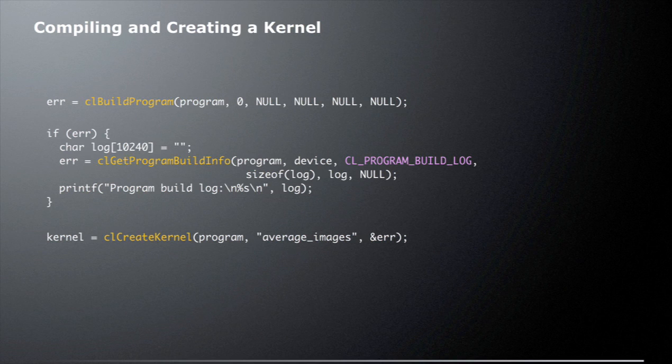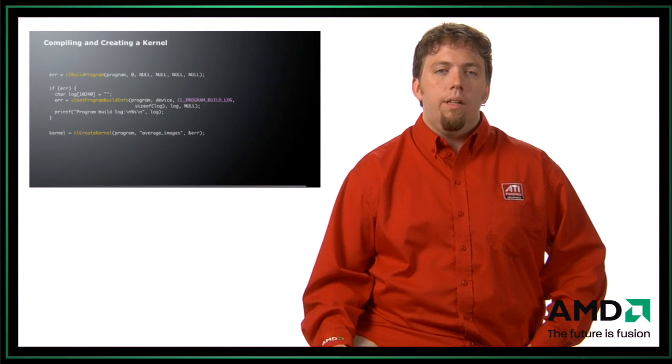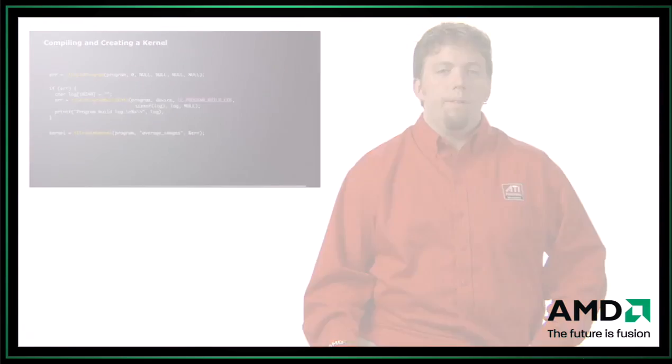So in this case, we're going to simply do a clCreateKernel. We're going to take our program object that we just built, tell it we want the average image kernel, and then we'll have an error flag. So we'll create a kernel object from that single kernel instance that is in that program object.